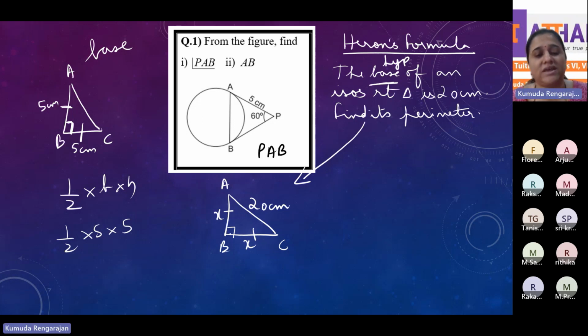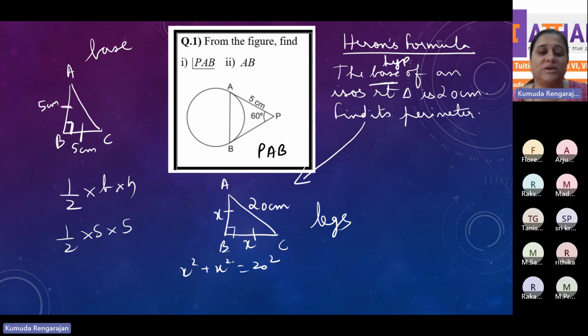So the equal sides are AB and BC. Always in a right isosceles triangle, the legs are the equal sides. The legs AB and BC are the equal sides. So if this is the question, you will mark AC as 20 centimeters because the base is 20 centimeters. Then the equal sides are AB and BC, X, X. Now you'll use Pythagoras theorem. You will say X squared plus X squared is equal to 20 squared.